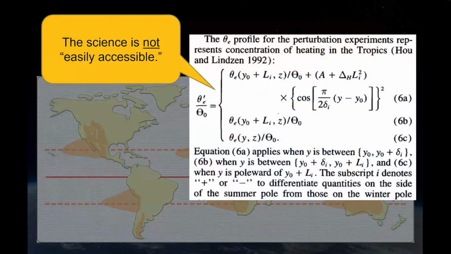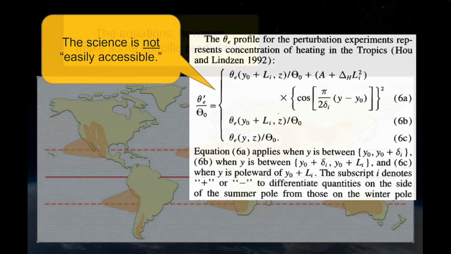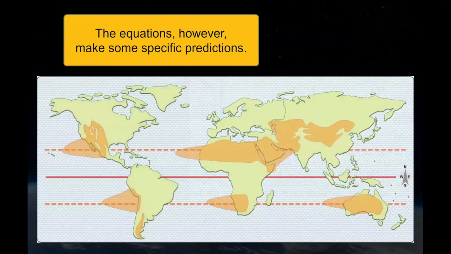Now, I'm not going to try to explain all the science about it. It isn't what you'd call easily accessible for people that have an ordinary grasp of mathematics. It's pretty complicated. But the equations make very specific predictions.